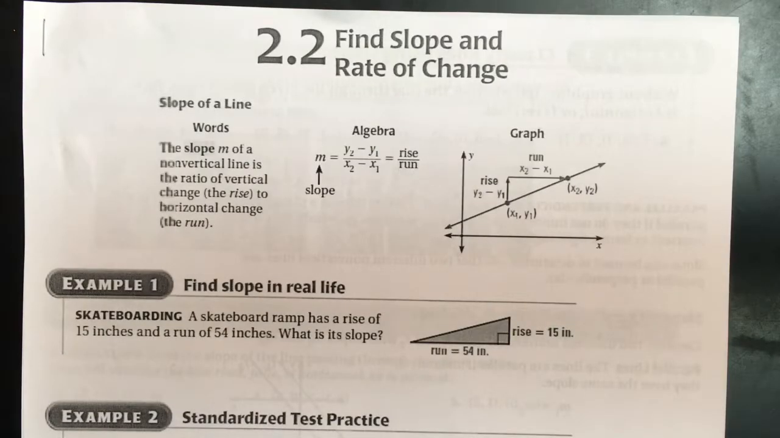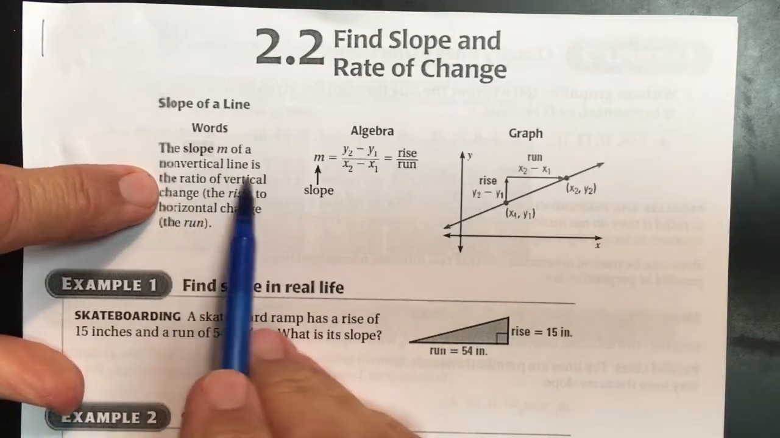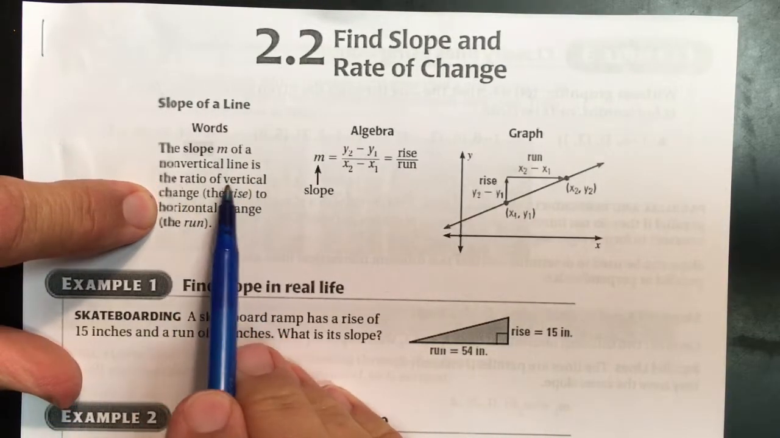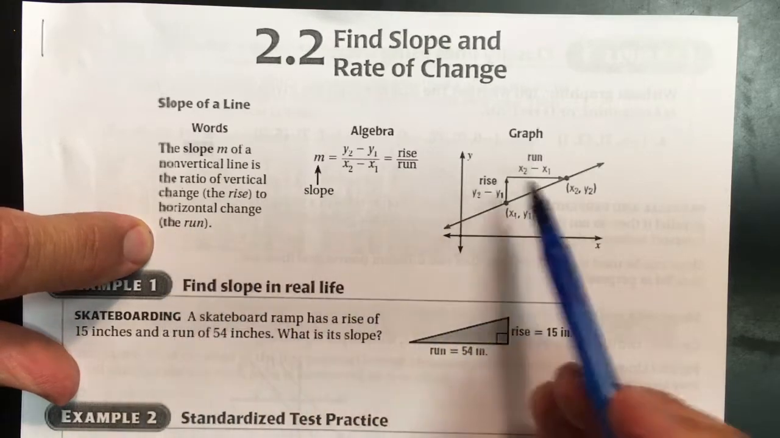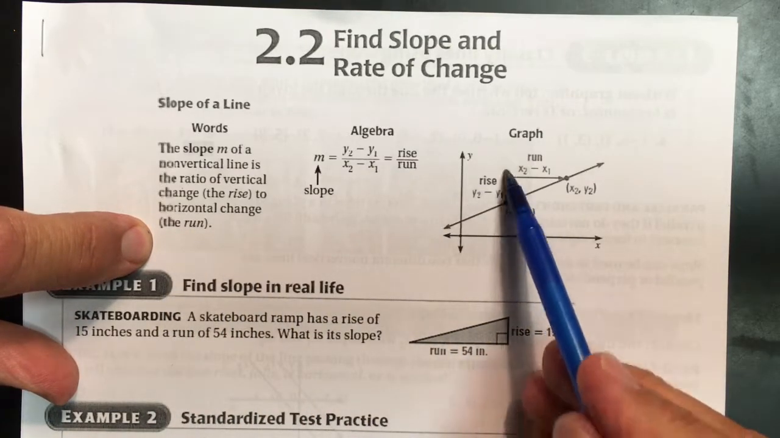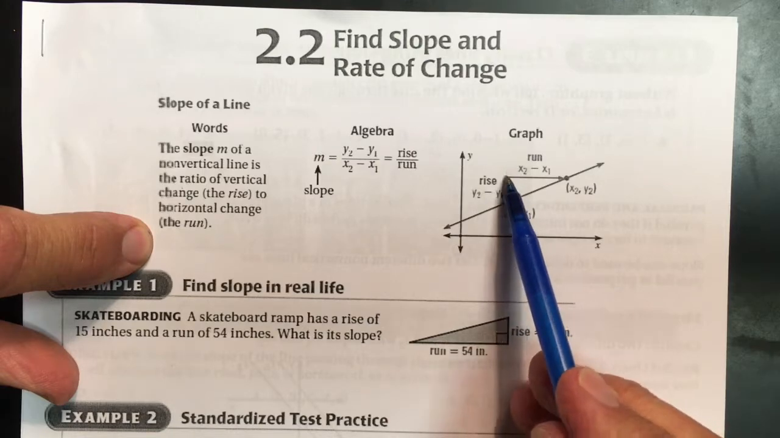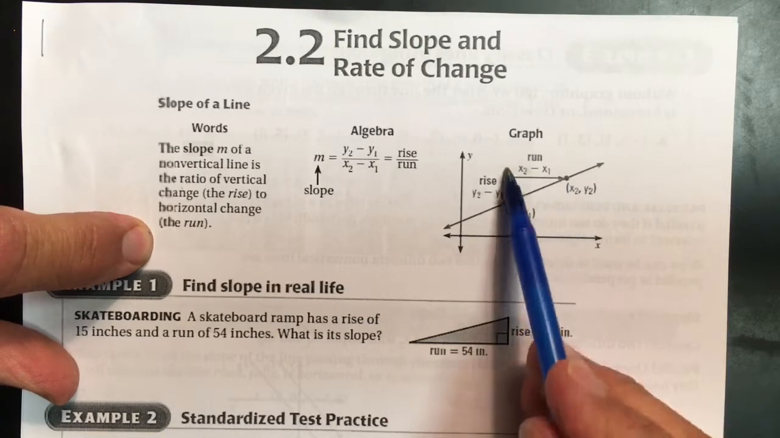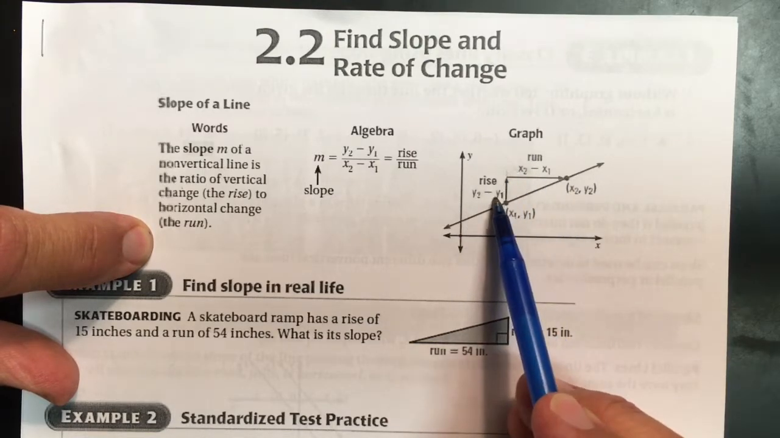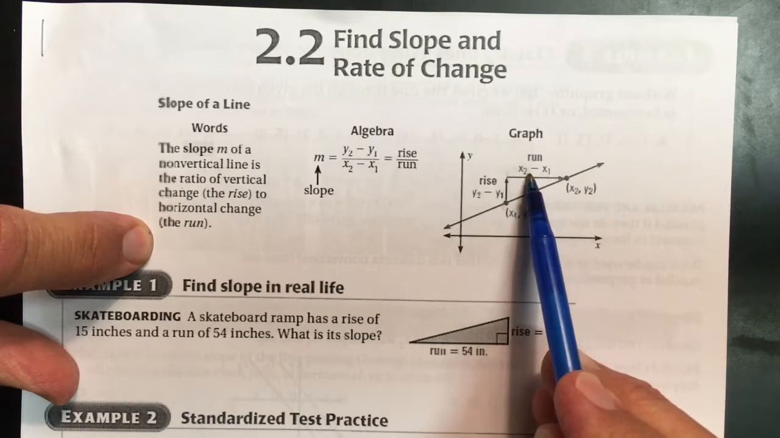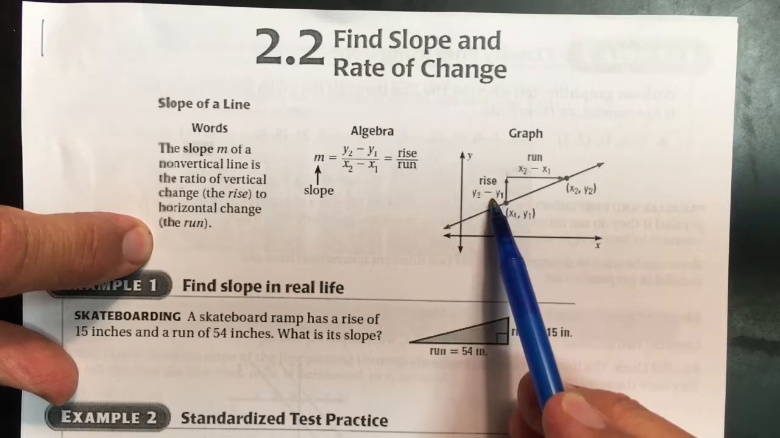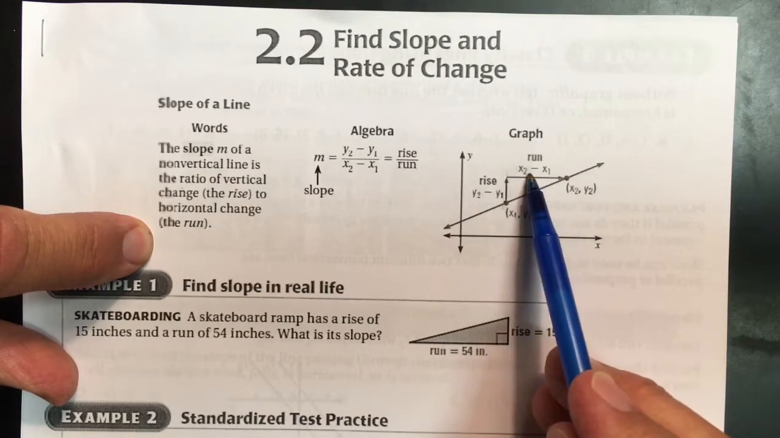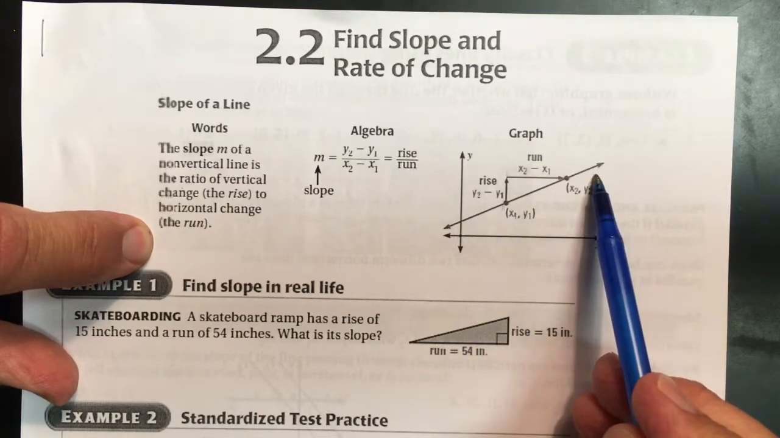2.2, slope and rate of change. The slope m of a non-vertical line is the ratio of vertical change, the rise, to horizontal change, the run. So essentially you're finding the amount of change in rise to the change in the run. Rise is the change in the y's to the change in the run, the x's. And all it takes is 2 points, and the difference of the two y's divided by the difference of the two x's gets you the slope of the line.